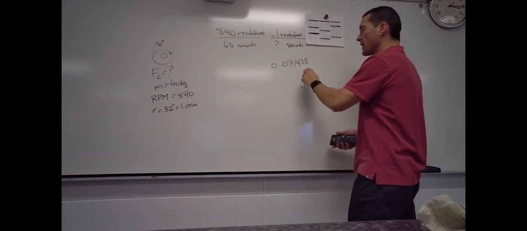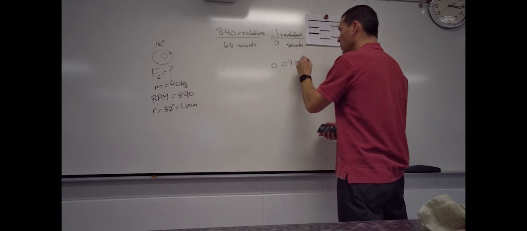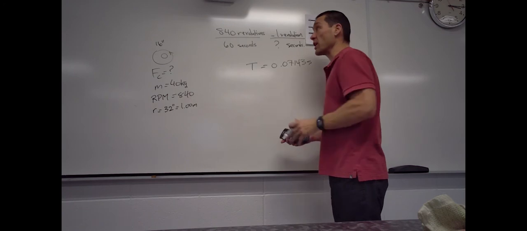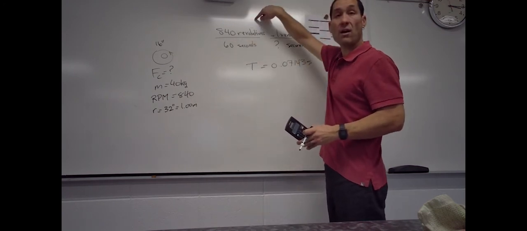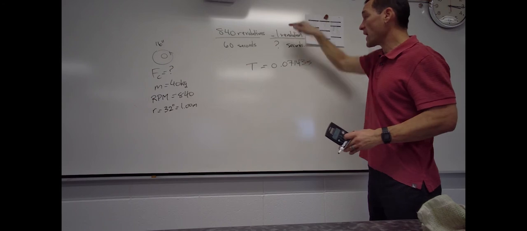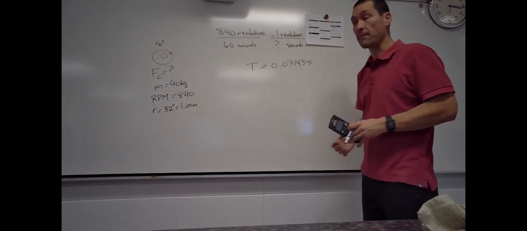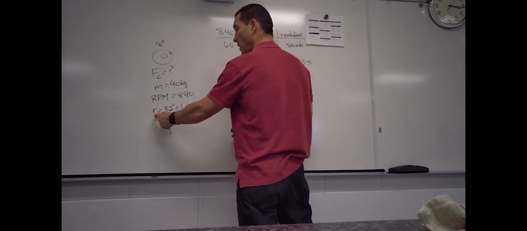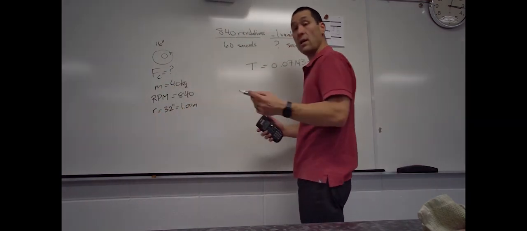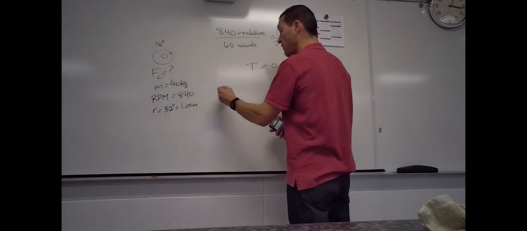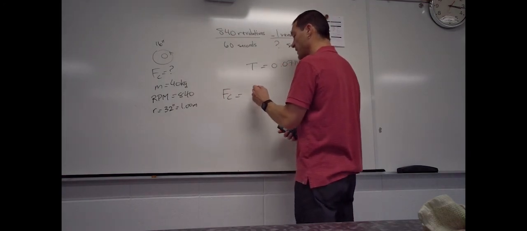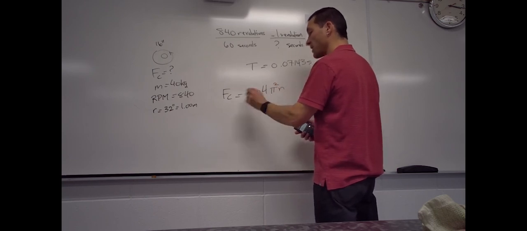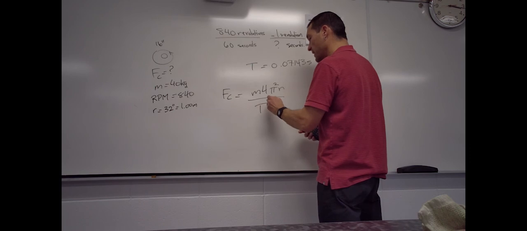So again, we'll carry at least 4 digits, and that becomes our T, large T, period. So that's the time it takes to do 1 revolution. So 840 in 60 seconds, 1 in 0.07 seconds. All right, now I have M, R, T. So based on those numbers, I should be able to solve for FC. FC is your 4 pi squared r, and then again, mass, because we're looking for force, divided by T squared.